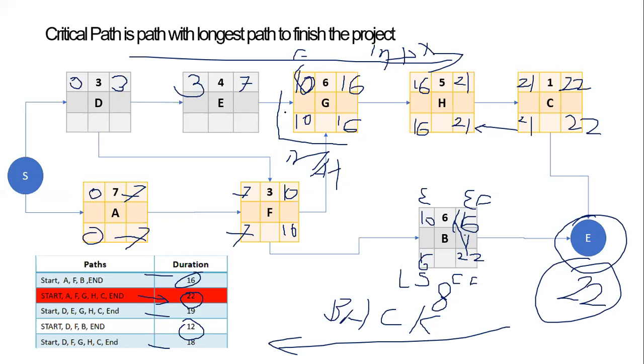So now look at it here. Now 10 goes here and 10 minus 7, 3. So 3 is my float for this activity. So 10 minus 4, 6. 6 again goes back to here, and then it is 3 minus 3. So this is also a float of 3. So this difference is nothing but the float.